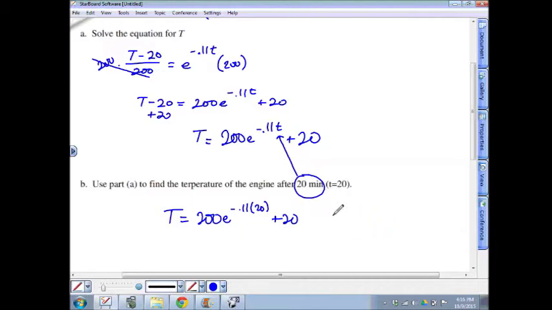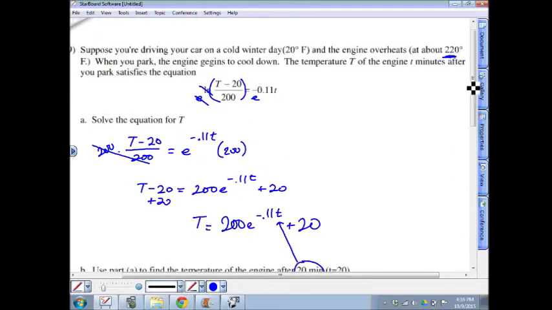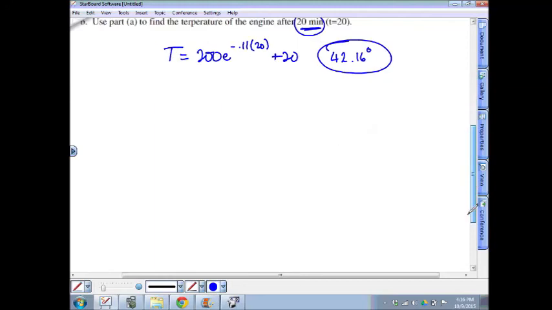Sorry, 42.16 degrees. I've got the wrong context here. This is a measurement of temperature, not time, so it's 42.16 degrees. So it overheated, just to make sense of the problem here. We were driving the car, it overheated at 220 degrees. So when you stop the car, the temperature of the engine was 220 degrees. What this is saying is after 20 minutes, the temperature of the engine has cooled to 42.16 degrees. So it's pretty cold outside. It cooled that engine down real quick. And that's it.